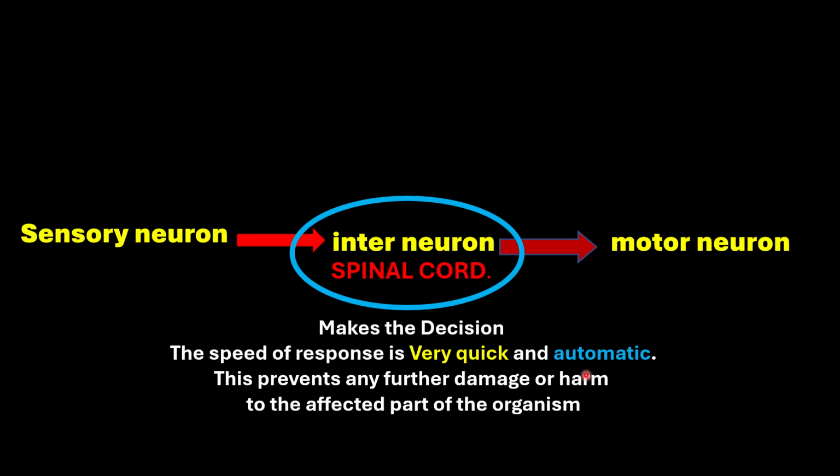That is, when the organism is under a stressful situation or under danger, and the individual needs to be protected. This protection does not demand unnecessary thinking process that is mostly done by the brain. So once the person is under danger and senses that the organism might not survive, the spinal cord takes over and makes the decision. And the decision is very quick and automatic and is done to prevent any further damage or harm to the affected part of the organism. And this is very, very key, and very important.